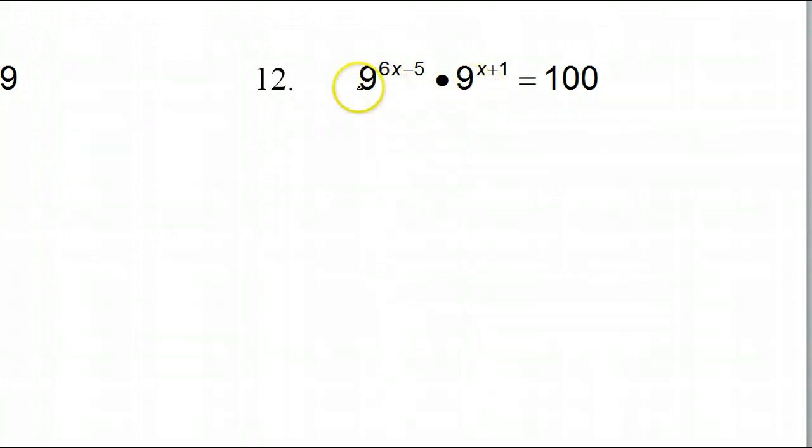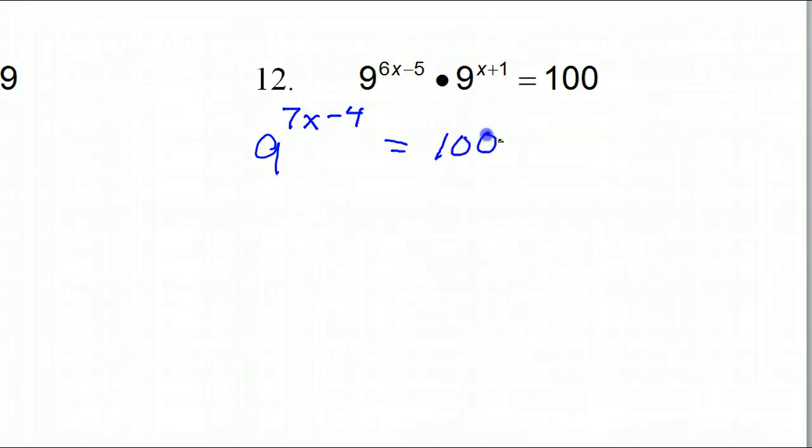Okay, so I see the like bases here. So please understand, when you multiply with like bases, you add the exponents. So this is going to give us 9 to the, alright, 6x plus x, that is 7x. Negative 5 plus 1, that's negative 4. That's going to equal 100. Okay, great. There's no like bases we're going to be able to do here. So let's go ahead and rock the log form.